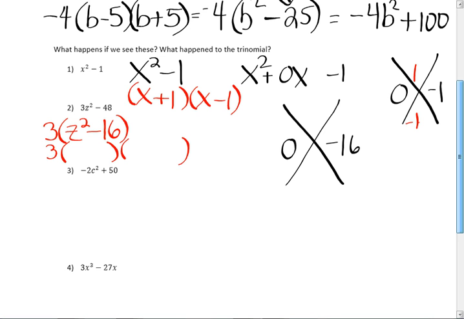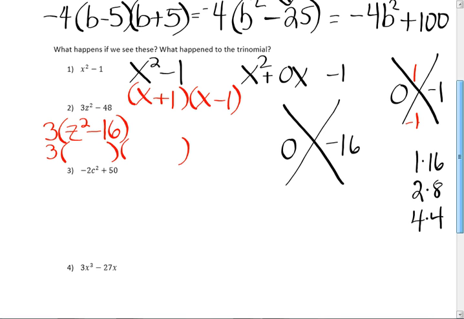Is that okay, girls? Okay? What numbers multiply to give you 16? You have a calculator. You write down all the factors of 16. 1 times 16, 2 times 8, 3 doesn't work. 4.